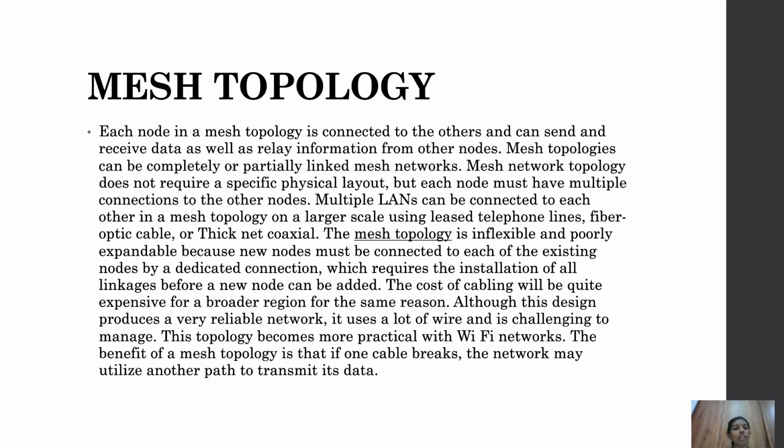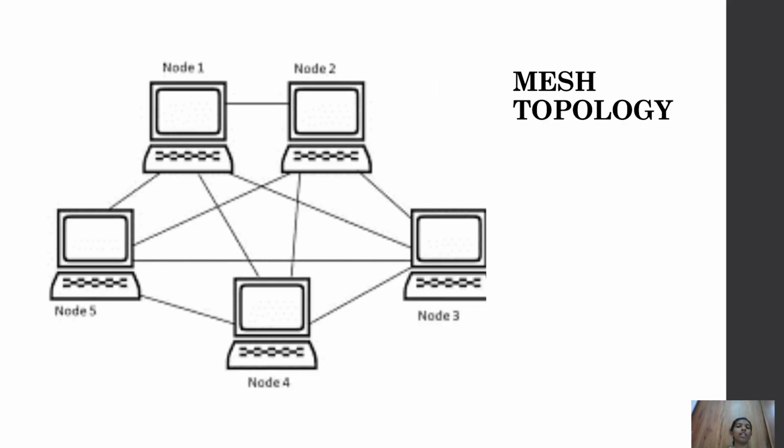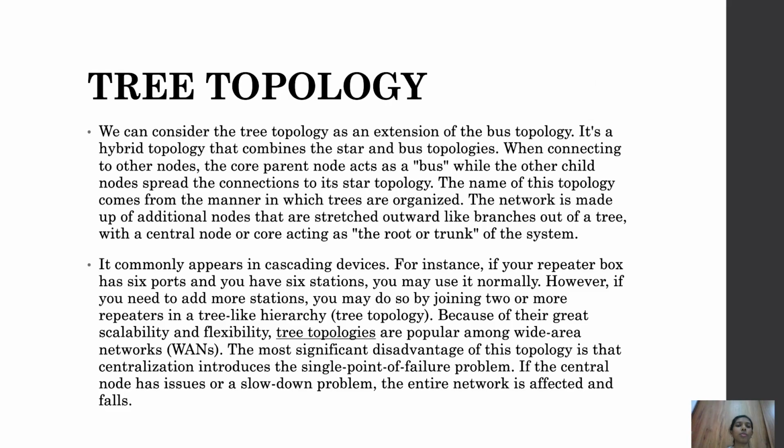Along with this, the design produces a very reliable network. It uses a lot of wire and is challenging to manage. This topology becomes more practical with Wi-Fi networks. The benefit of mesh topology is that if one cable breaks, the network may utilize another path to transmit its data. This is the schematic diagram of mesh topology.